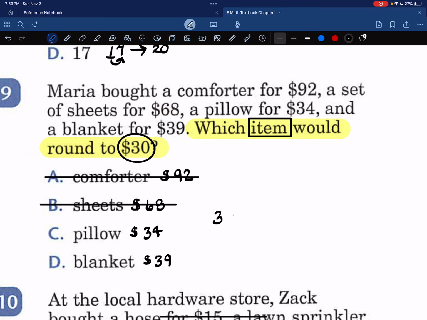So the pillow, the neighbor says stay, so the pillow rounds to 30. On the blanket, the neighbor says what? Round up. So the blanket would be 40. And we want the one that rounds to 30. So a test strategy is to eliminate what you can. You know that A and B cannot possibly be the answers, so don't waste time on those. Just look at the answers that could be what you're looking for.